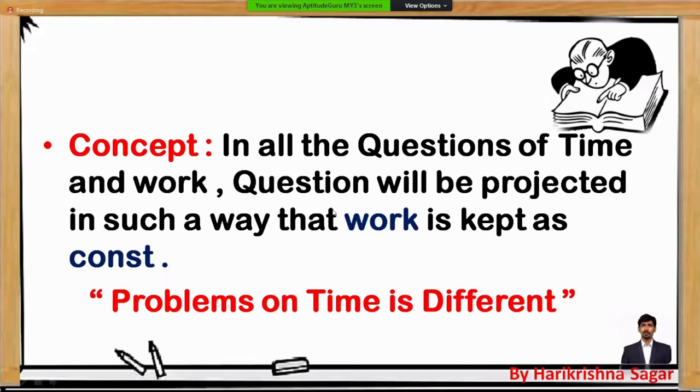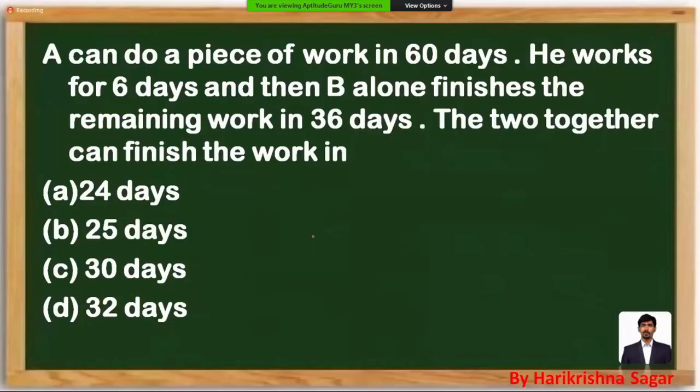We'll try to understand. Let me project a very simple question, which is there on the screen. So if you can observe the question, A can do a piece of work by taking 60 days of time. He worked for 6 days, then B alone finishes the remaining work in 36 days. They together can finish the work in how many days? So I'm just taking the question as like this. So please try to understand the data.